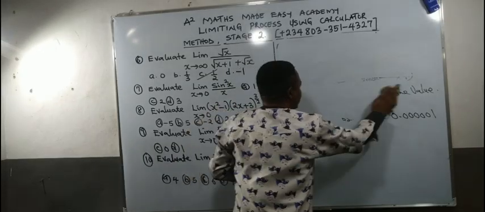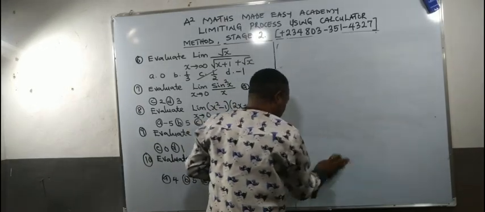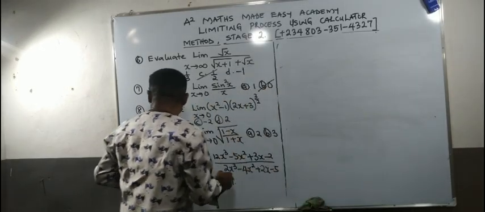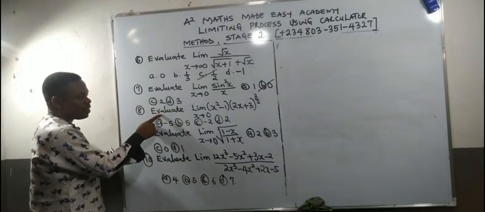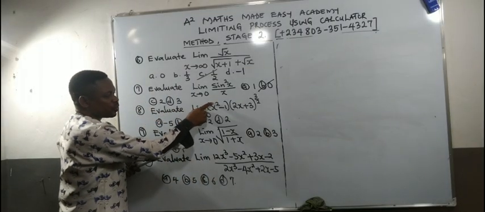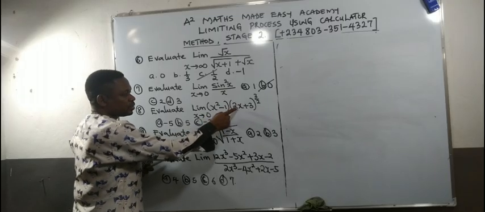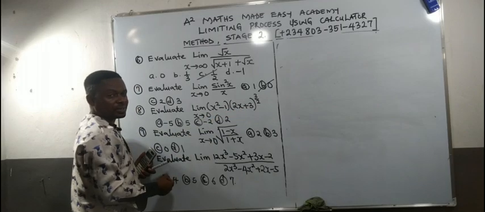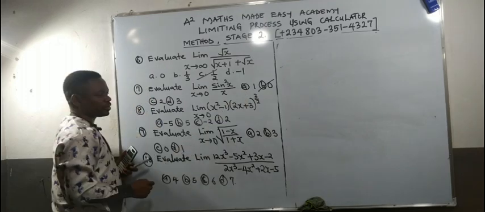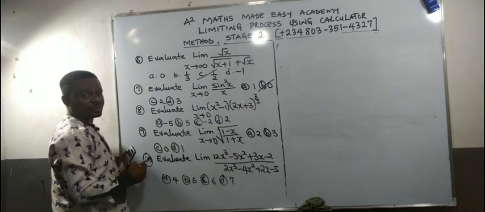Question number 8. What did I say? Question number 8. Now what is question number 8? Watch. Evaluate the limit of (x squared minus 1)(2x plus 3) raised to the power of 3 over 2 as x approaches 0.